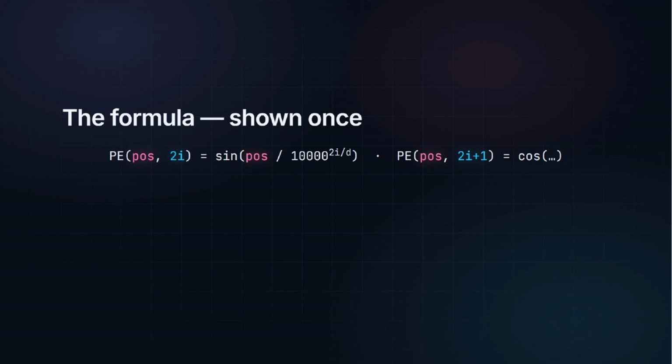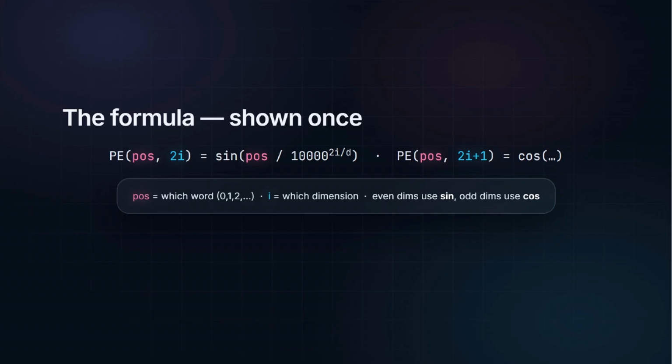Now the shorthand for the stamp you just designed? Here's the formula shown once. The positional encoding at position pos for an even dimension is the sine of pos divided by 10,000 to a power. For the odd dimension right next to it, it's the cosine of the same thing. Decode the symbols. Pos is which word: 0, 1, 2. i indexes the dimension. Even dimensions use sine. The odd ones use cosine. Sines and cosines paired up.